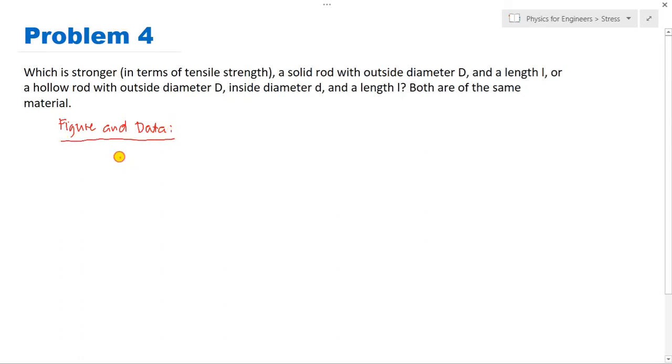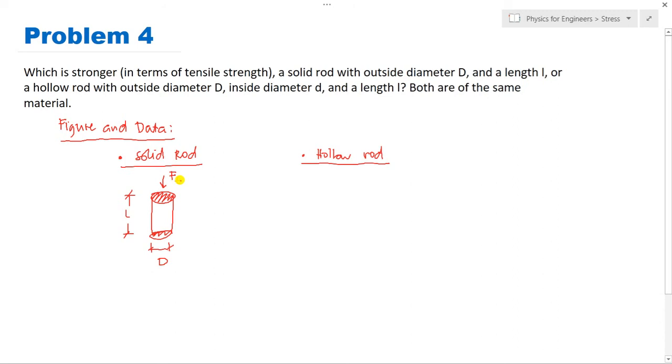So we have two to judge. First one is the solid rod. Since it is a rod, the shape is a cylinder, and the next one is a hollow rod. Both of them are subject to a tensile stress. For the solid rod, we have length L. Since it is solid, the cross-sectional area has an outside diameter D. Subject to a tensile force F.